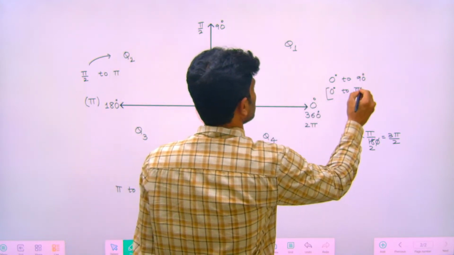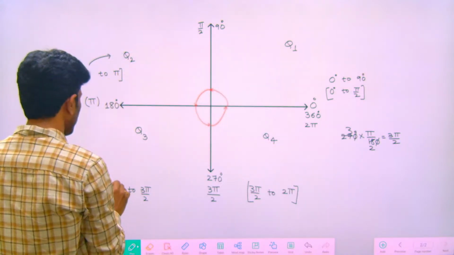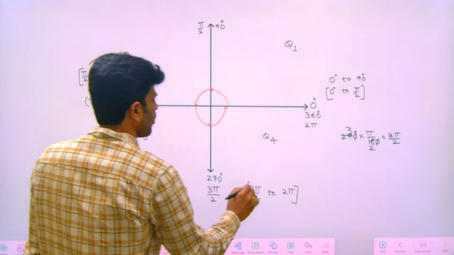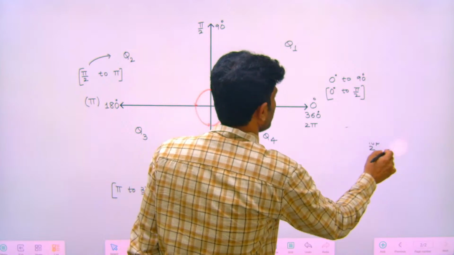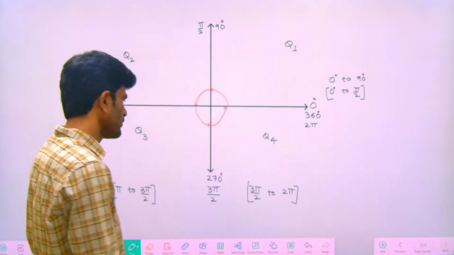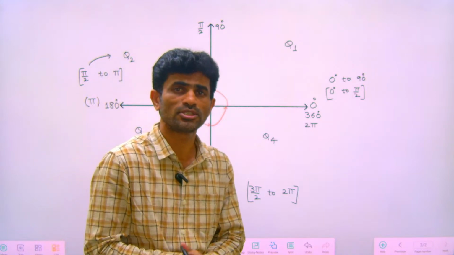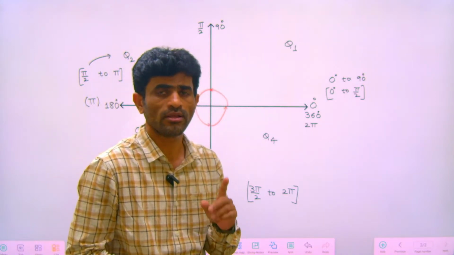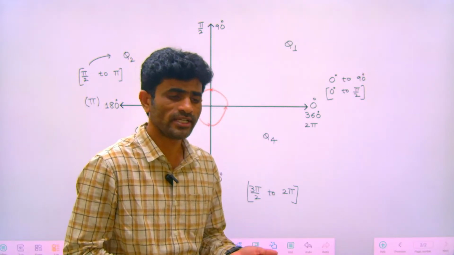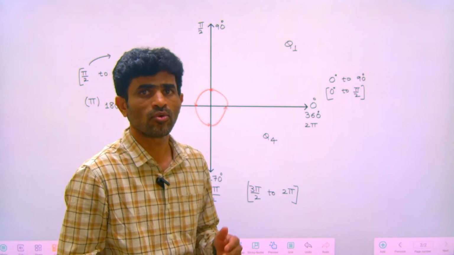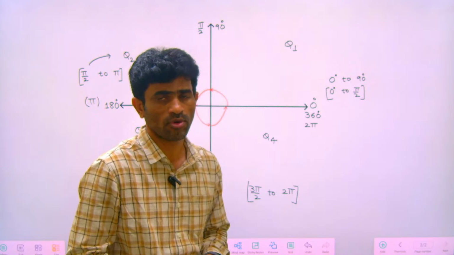So quadrant 1, quadrant 2, quadrant 3, quadrant 4. These are the angle ranges, which angle to which angle lies in which quadrant. Hope up to here is clear. What I said now: 0 degrees to 90 degrees is quadrant 1, 90 to 180 is quadrant 2, 180 to 270 is quadrant 3, 270 to 360 is quadrant 4.